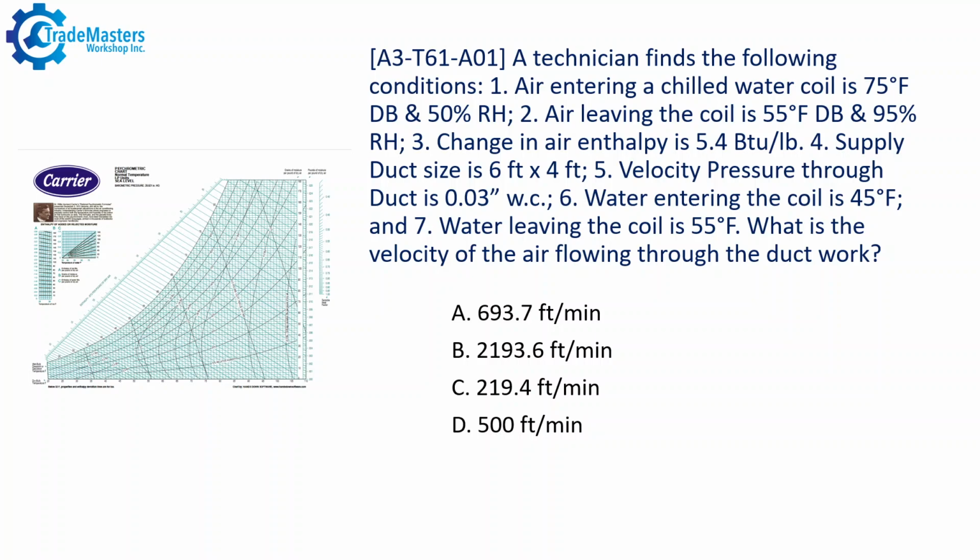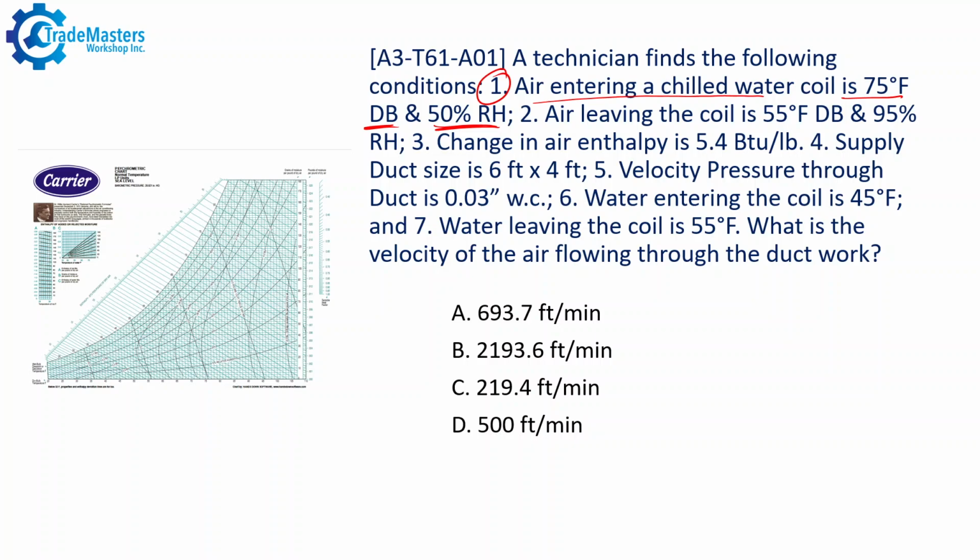Okay, question A3, T61, A01. This question says a technician finds the following conditions. So, number one, air entering a chilled water coil is 75 degrees dry bulb and 50% relative humidity.